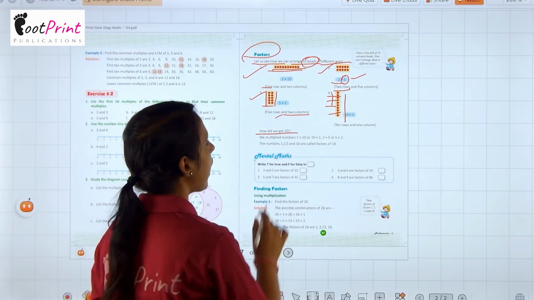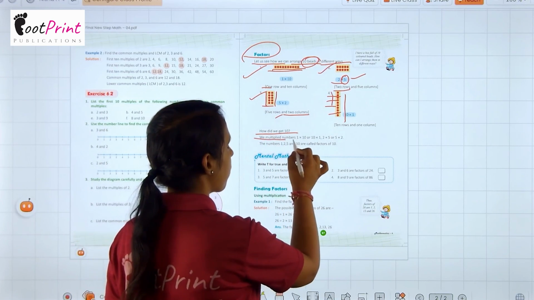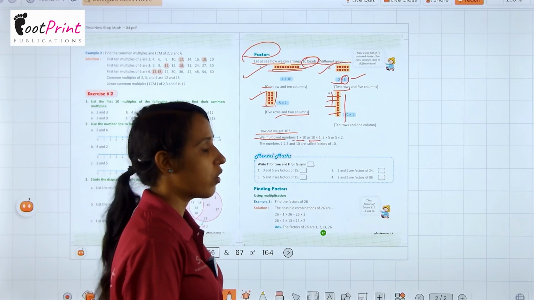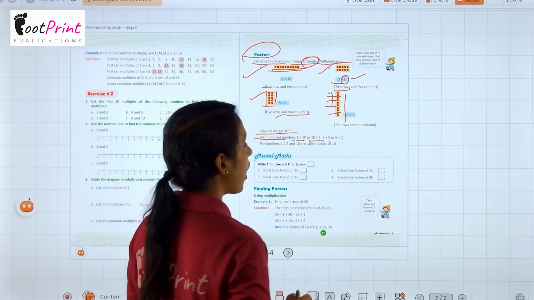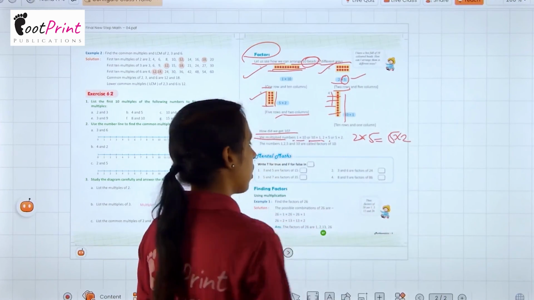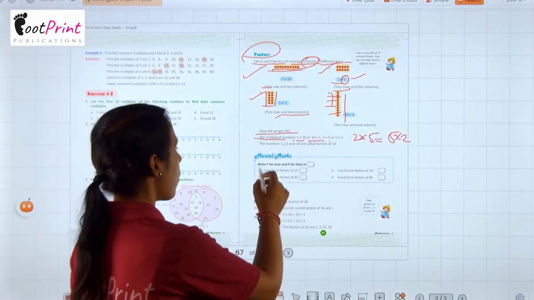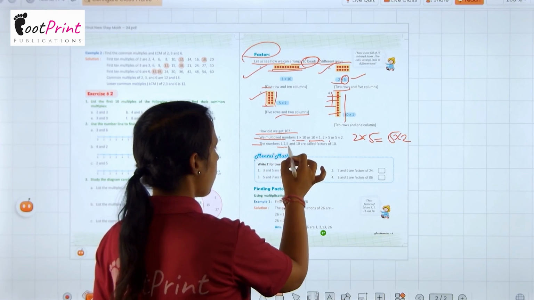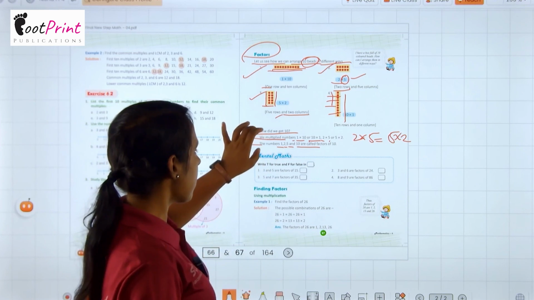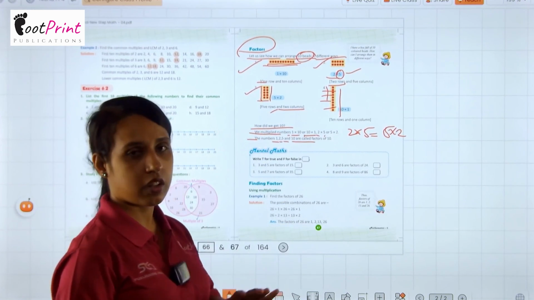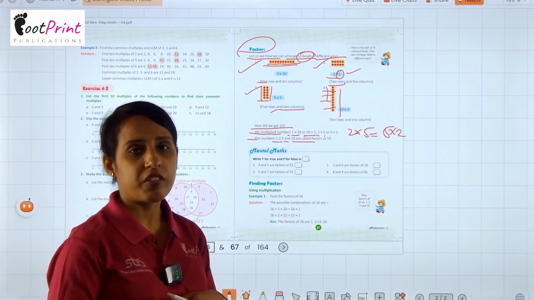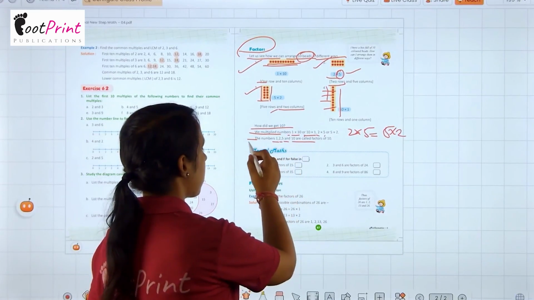We can arrange 10 beads in these different ways. Okay, so how do we get 10? We multiply the numbers 1 into 10 or 10 into 1 equals 10. And we can write 2 into 5 and 5 into 2, both equal 10. So the numbers 1, 2, 5 and 10 are called factors of 10. It means the numbers that divide the given number. These numbers are the factors of the given number.